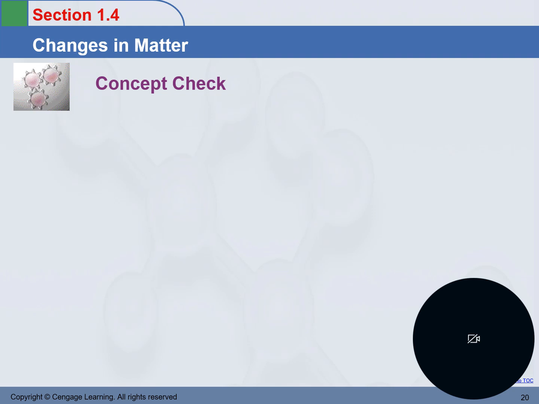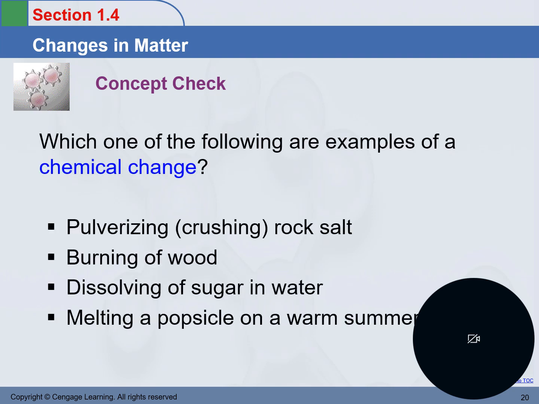Here's another learning check for you. And I always encourage you again to pause the video, see if you can answer the question, maybe even go a step further and classify each of the following as a physical or chemical change. So in this question, which of the following are examples of a chemical change? Pulverizing or crushing rock salt. You still have rock salt or salt when you're done.